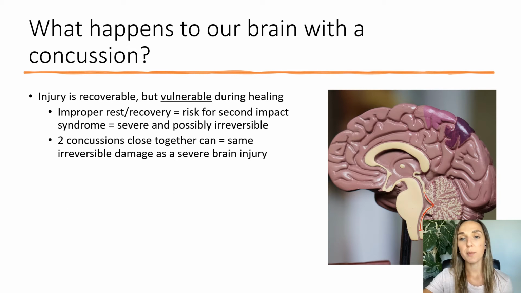This metabolic disturbance within the brain is recoverable, however, it is a vulnerable time of healing for the brain. If an athlete does not rest and recover appropriately while the energy stores replenish, they are at risk of second impact syndrome, which is a severe and possibly irreversible injury. 2 concussions close together in time can result in the same irreversible damage as a severe brain injury.